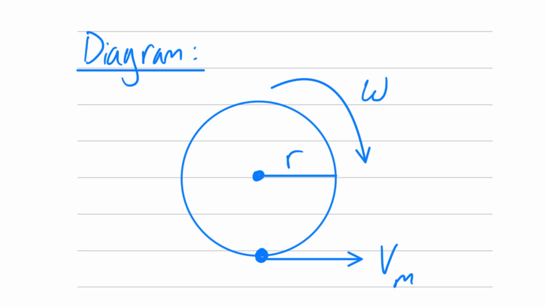In this diagram, it is a standard XY axis with the radius of the wheel being shown, the angular velocity going clockwise, and the velocity going in the positive X direction.